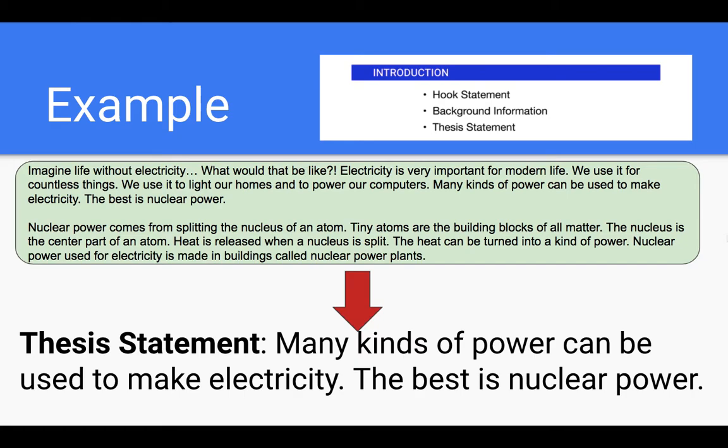You probably found their thesis statement. Many kinds of power can be used to make electricity. The best is nuclear power. They think nuclear power is good. Let's see why they think it's good.